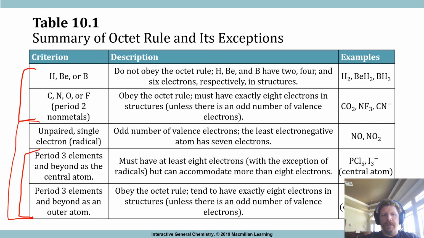Period 3 elements and beyond as the central atom, they might have at least 8 electrons with some exceptions, but they can accommodate more than 8 electrons. We saw that with selenium trioxide. You could draw that molecule with the octet rule in effect, but we found that when we expanded our octet, or expanded our valence shell, it got better. It got better in that we reduced and eliminated charges.